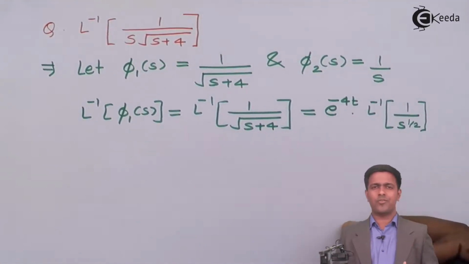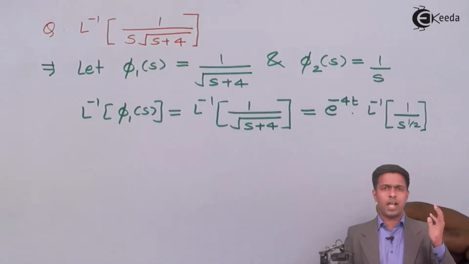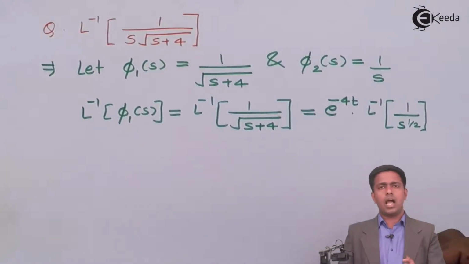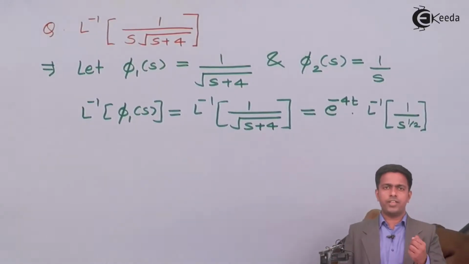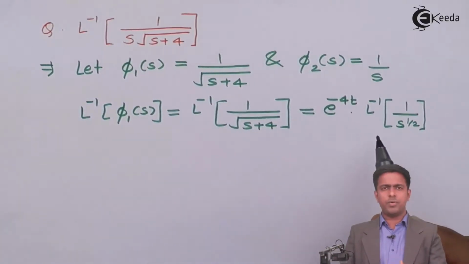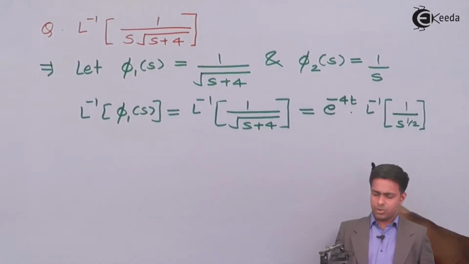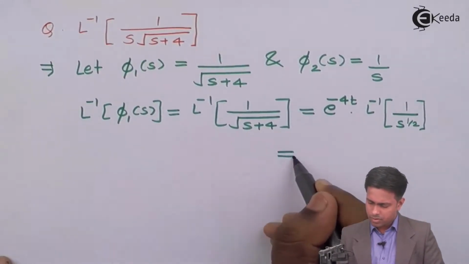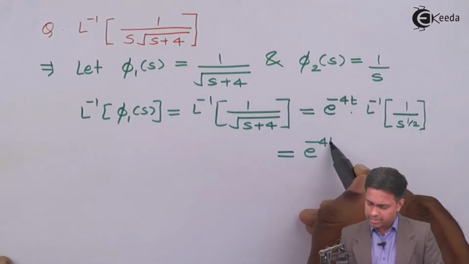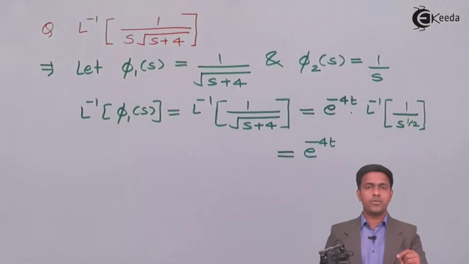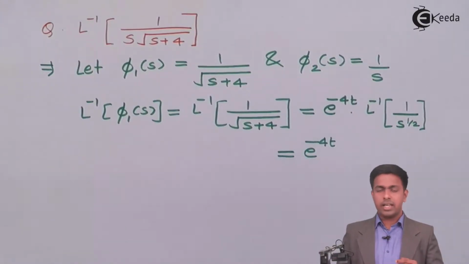If you are not very well versed with the shifting theorem, you have to go back to my videos on the shifting theorem and make sure that you are comfortable with it, and only then will you be able to get these answers in the same manner as I am getting. So here e to the power minus 4t stays as it is. Now we have to find the inverse Laplace transform of 1 upon s raised to half.